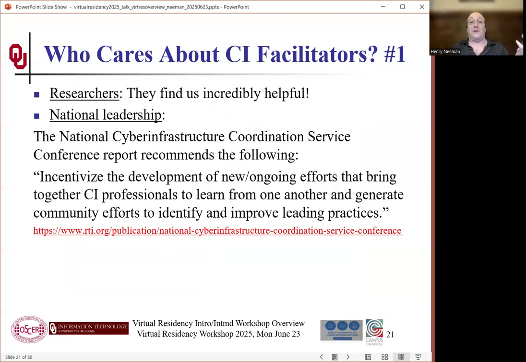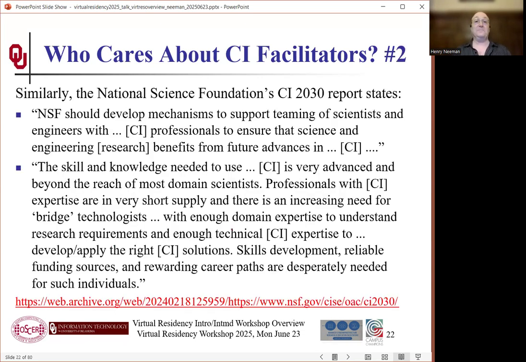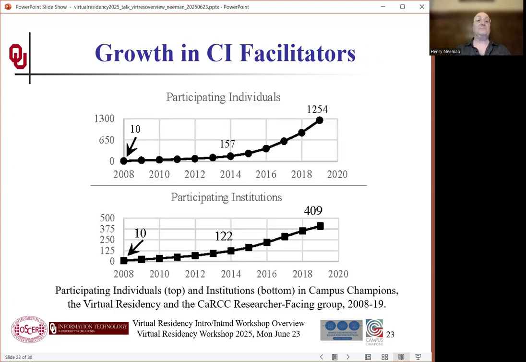All right, so who cares about facilitators? Why would we bother even to have facilitators? Well, researchers find us incredibly helpful, and the national leadership finds us incredibly helpful. There was a conference called the National Cyber Infrastructure Coordination Service Conference, and their report said, let's get more of this sort of thing happening. Likewise, the National Science Foundation had a report called Cyber Infrastructure 2030, and they went on and on about how this stuff is very, very important.